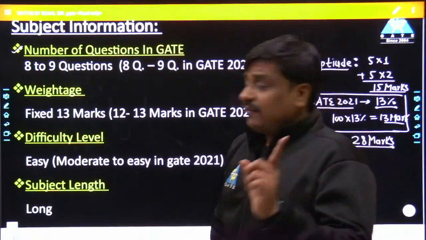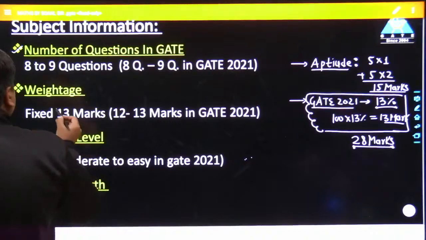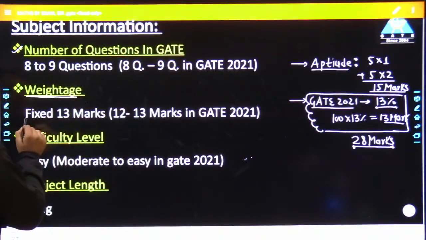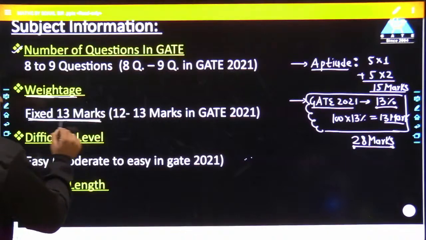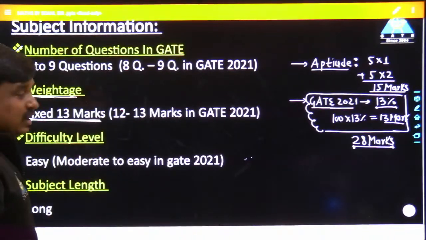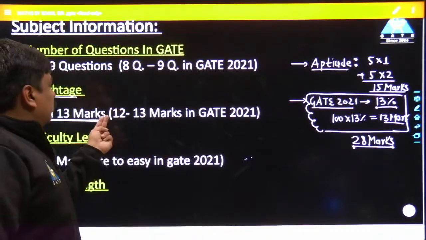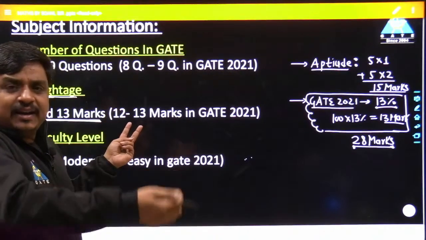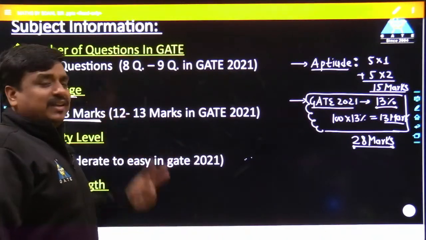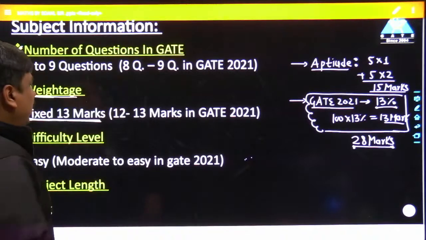And as they had committed that the weightage of engineering mathematics would be 13% of the total marks, which comes to somewhere around 13 marks, yes, they have fulfilled their commitment. So the distribution of the marks within GATE 2021 electrical, electronics and instrumentation was between 12 to 13 marks.